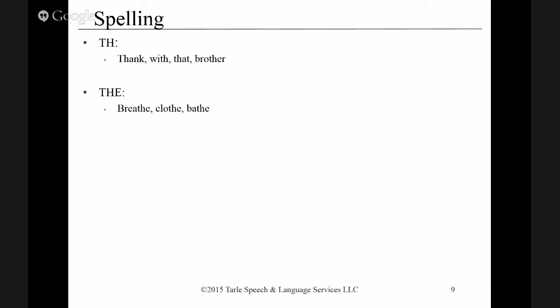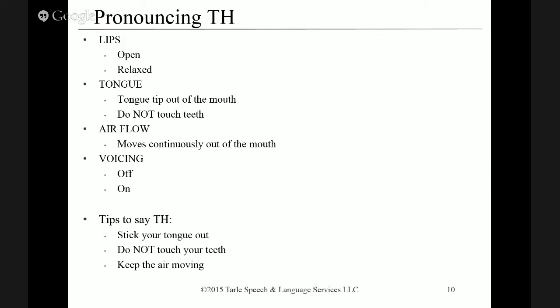So how do we spell this sound? There are two ways to spell the TH sound. There are the letters T and H together, the digraph, and we pronounce it as in thank, with, that, and brother. But also, if you see the T-H-E combination, we're going to pronounce that as a TH. Typically that's the hard or the voiced TH, and this combination usually comes at the end of a word, and this would be breathe, clothe, and bathe. So that's how we spell that sound.